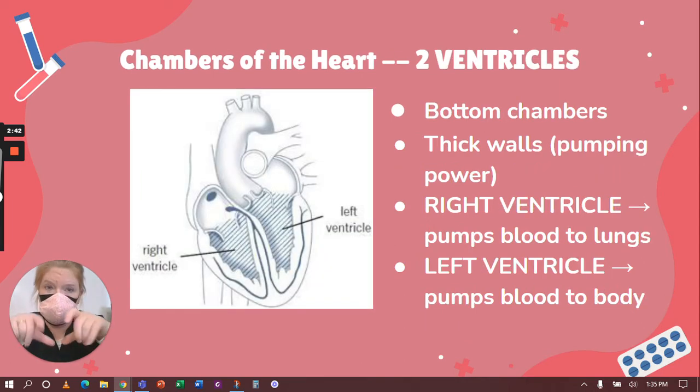The 2 bottom chambers of the heart are called ventricles, and they have to have thicker walls because they need pumping power. So the right ventricle has to pump blood from the heart to your lungs. Okay? And the left ventricle has to pump blood from your heart to the top of your head, to the tips of your fingers, to the tips of your toes. So it needs a lot more muscle power than to pump from atrium to ventricle. Okay?